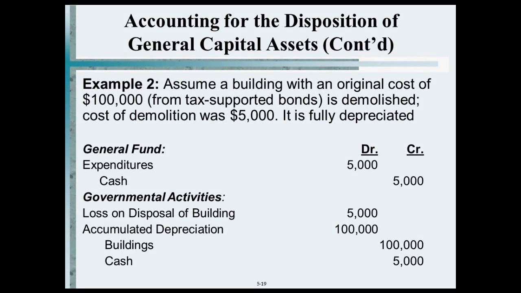Okay? Here, notice what happens. We don't have this issue of accumulated depreciation and buildings. Why? Because general fund doesn't have them. So you don't have to deal with it, right? So here the accumulated depreciation is being removed, the building is removed, and you're recognizing this. Okay?